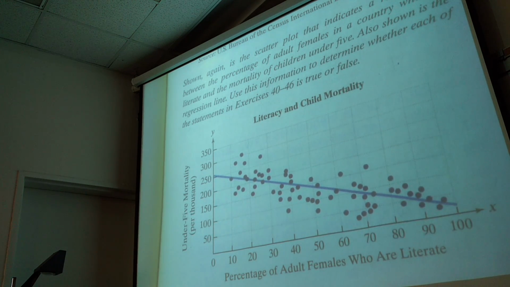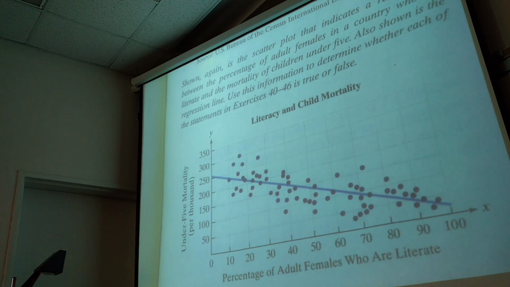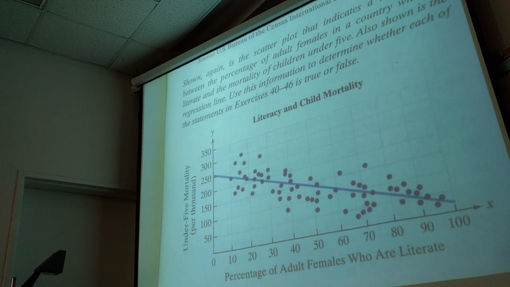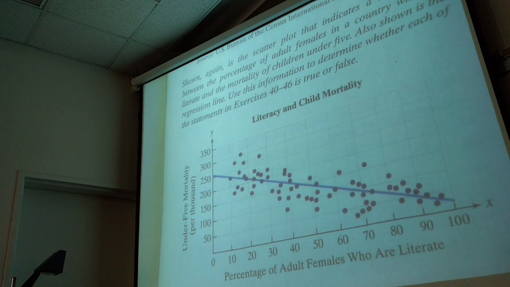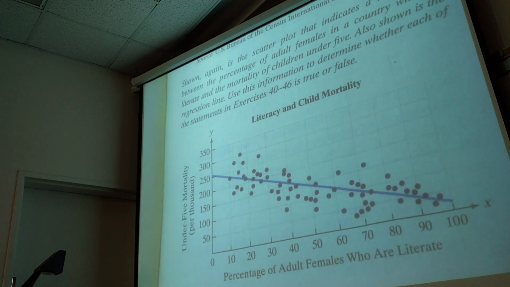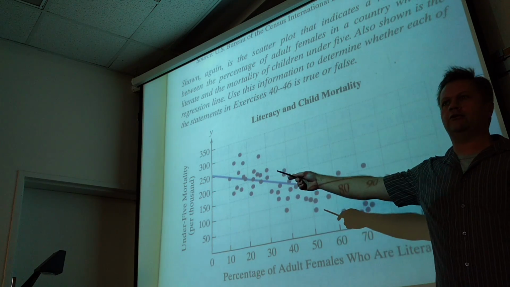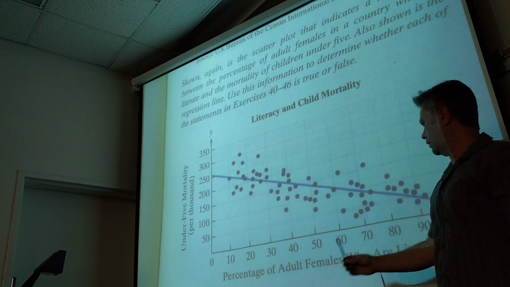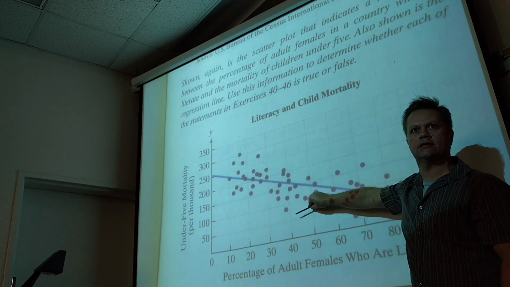Okay, maybe. So 42 is false. 43 says no two countries have the same percentage of adult females who are literate, but different under 5 mortalities. So do any two countries have the same percentage of adult females who are literate, but different infant mortality rates? Well, what are you looking for there? I want to have the same of this, but difference in this.